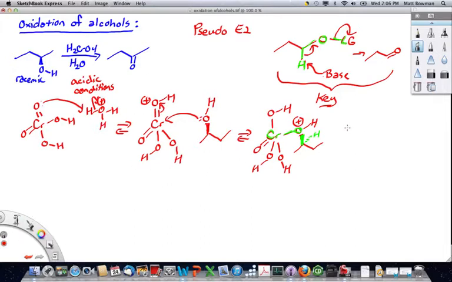And so our base comes in. In this case, we can use water as a solvent. We could use another form of this alcohol as well. We can use chromic acid as well. This water takes this proton, and these electrons go here. They form a carbon-oxygen double bond, and that kicks these electrons onto the chromium. This step is an irreversible step.